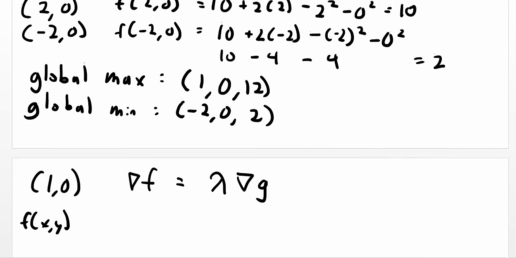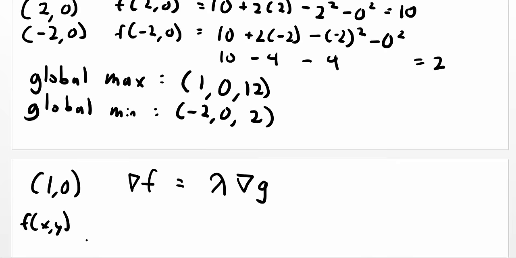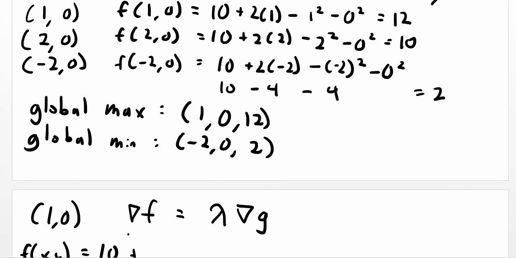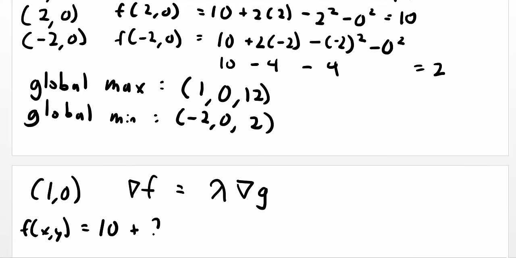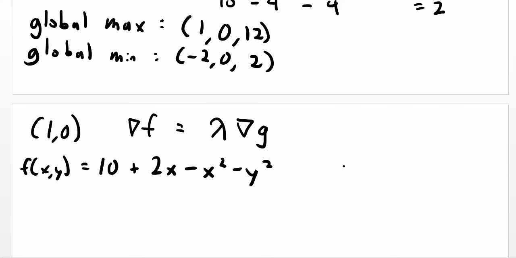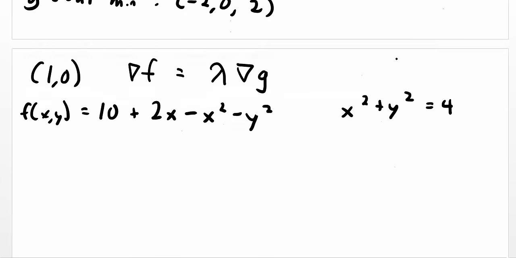Our function was 10 plus 2x minus x squared minus y squared. And our constraint was x squared plus y squared equals 4. Now the way you find your constraint function is you move all the terms onto one side of the equation.